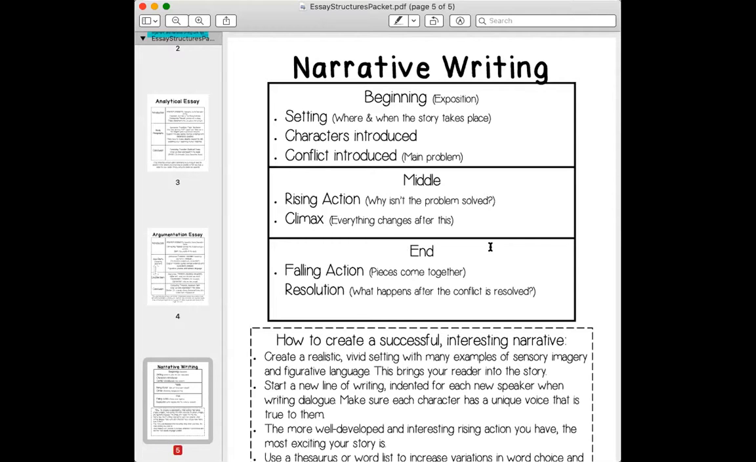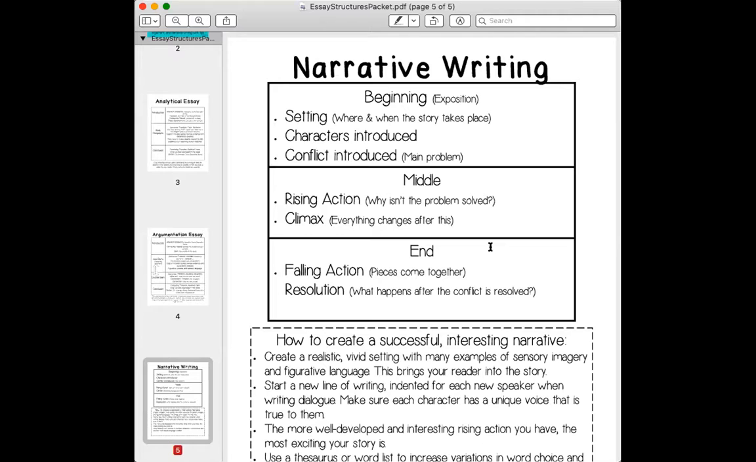The middle, so your body paragraphs. Your rising action. Why isn't the problem solved? And then the climax is everything changes after this. So that is the problem at the very highest peak. You're fixing it, you're figuring it out, and then what resolves it? Or what happens to bring the storyline back down? And then your end is your falling action. Everybody comes together, everything comes together.